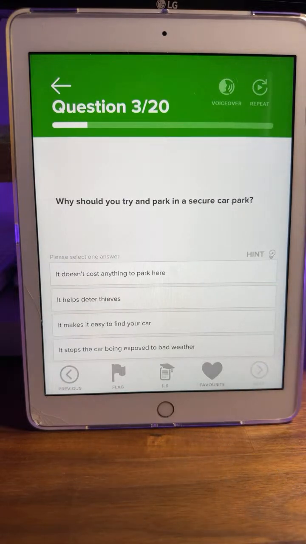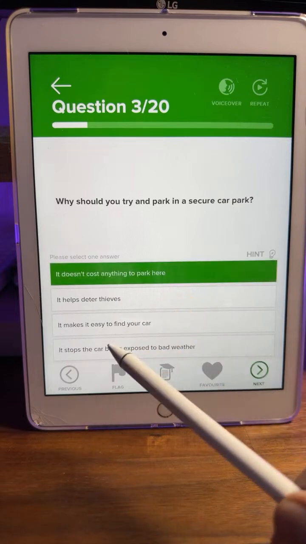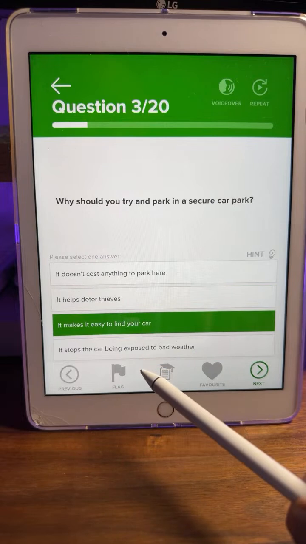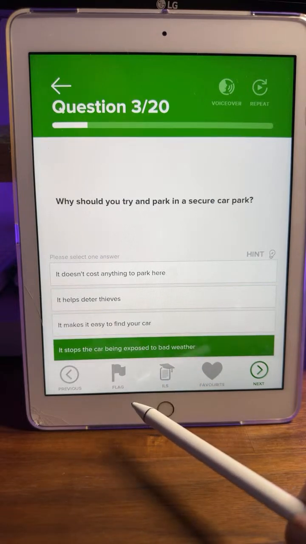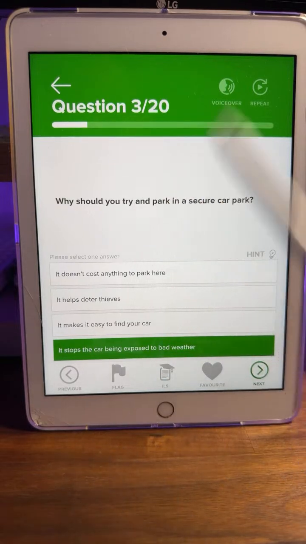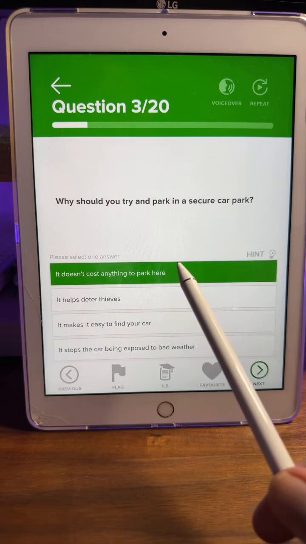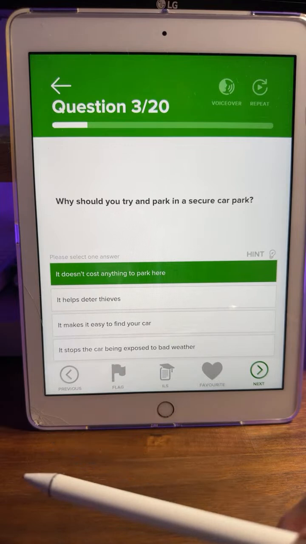Question 3, guys. Why should you try and park in a secure car park? A, it doesn't cost anything to park there. B, it helps deter thieves. C, it makes it easy to find your car. Or D, it stops the car being exposed to bad weather. Okay, so why should you try and park in a secure car park? All right, it doesn't cost anything to park there. Well, there's no parking places that are free these days. Yeah, you're gonna have to pay something.